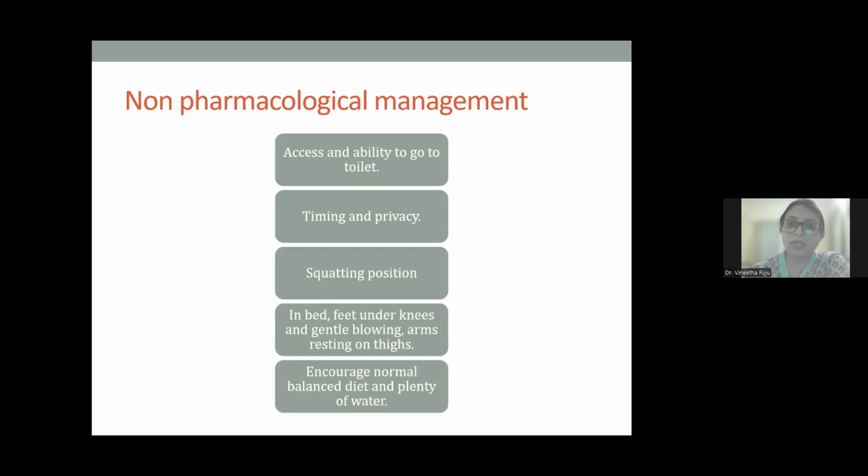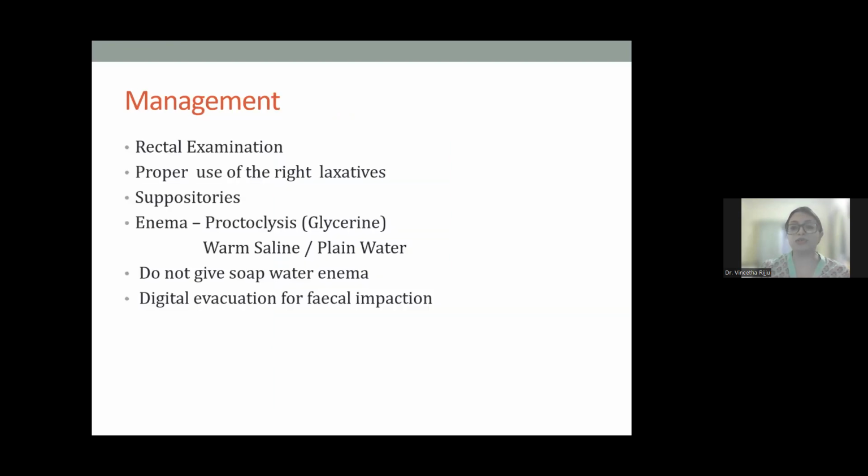So non-pharmacological management, again: being able to go to the washroom, the support system to go to the washroom, and the timing and privacy, whether the patient is having adequate privacy for opening his bowels. Then sometimes we also suggest trying positions like the squatting position, and this also helps in easy bowel opening. Encourage normal balanced diets and a lot of fruits.